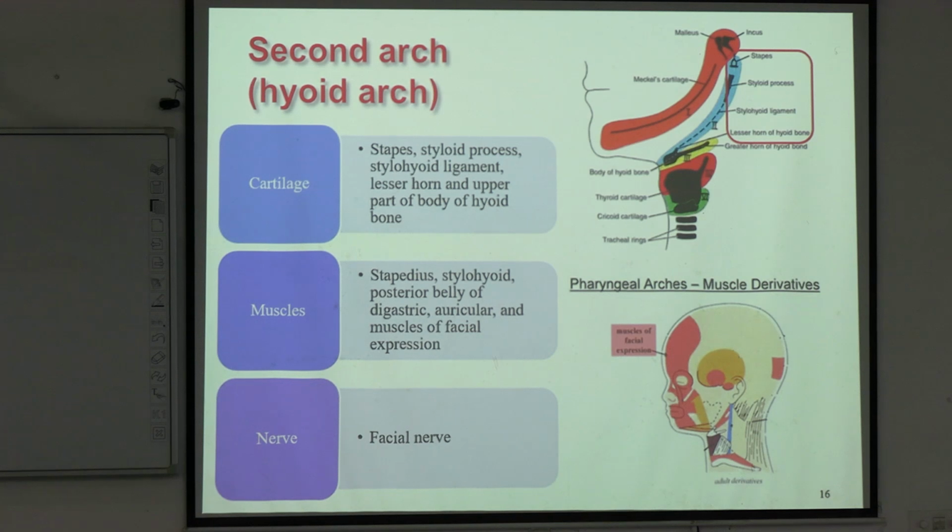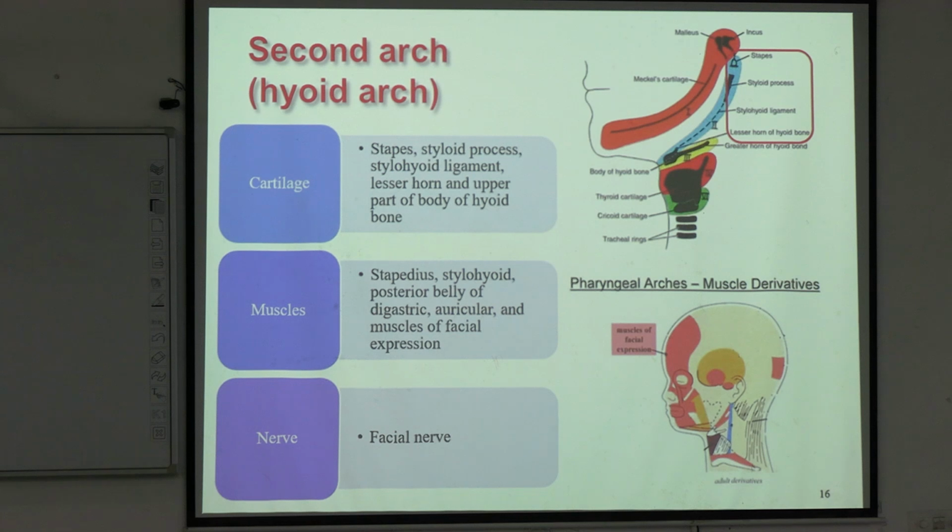So the stapes, which is another ear ossicle, and the upper half of this bone, which we call the hyoid, are produced from this arch. All the muscles of facial expression and the posterior belly of digastric are coming from this arch. Nerve supply to these muscles will be all facial nerve.